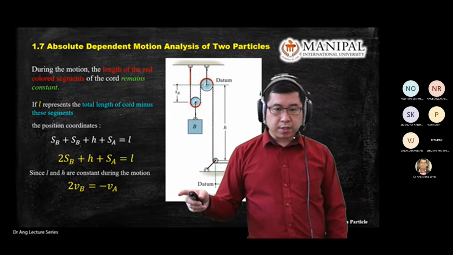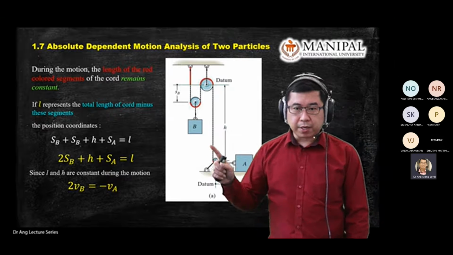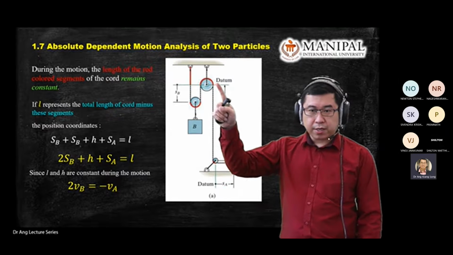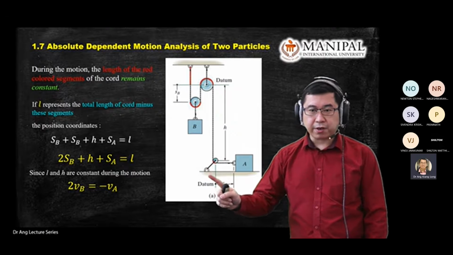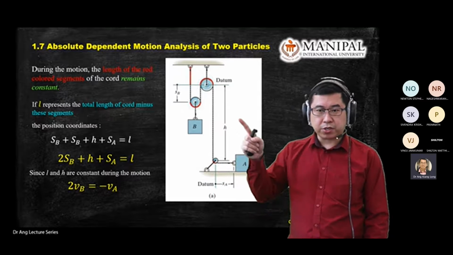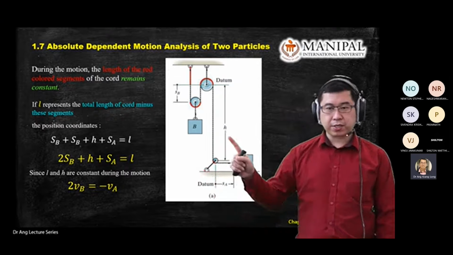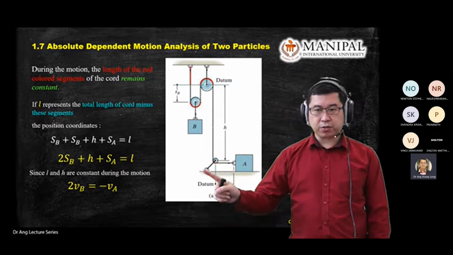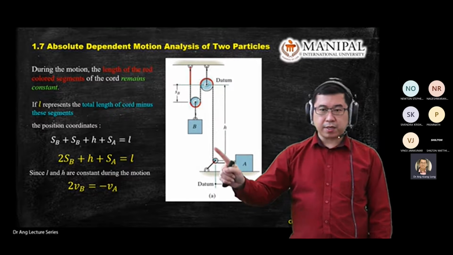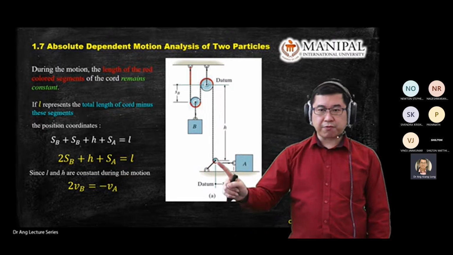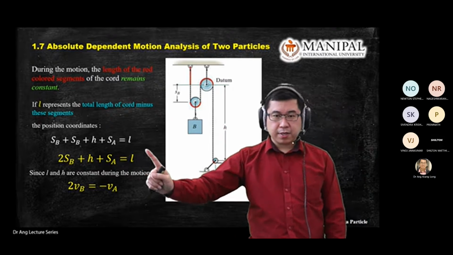So, sorry, H is constant because H is from this point to this point, they are fixed. They are fixed to the ground. So H is fixed. In this case, H is fixed because this pulley was fixed to the ground. So datum to this pulley to this pulley is fixed. So H is fixed. So in this equation, L is 0.